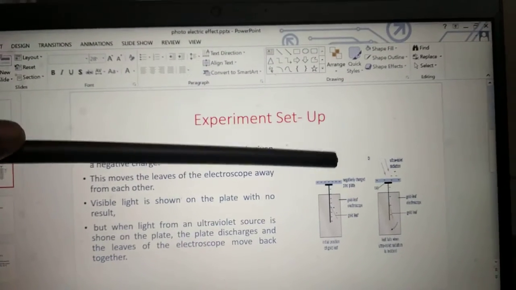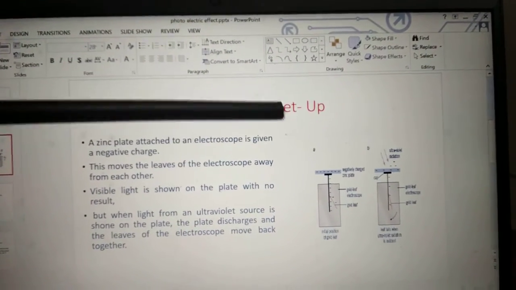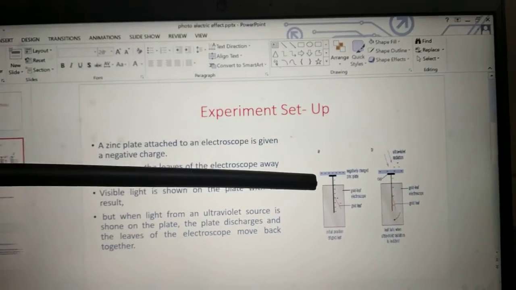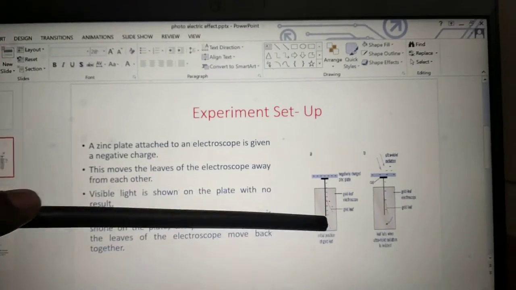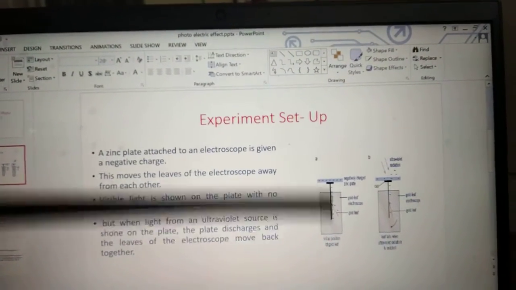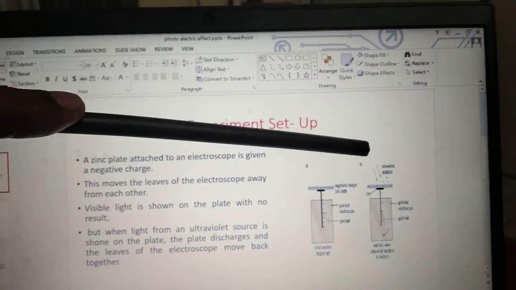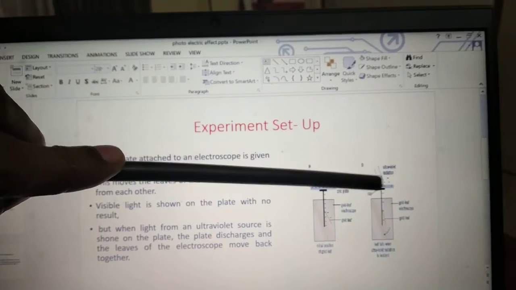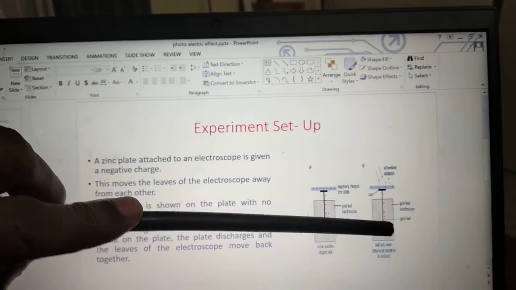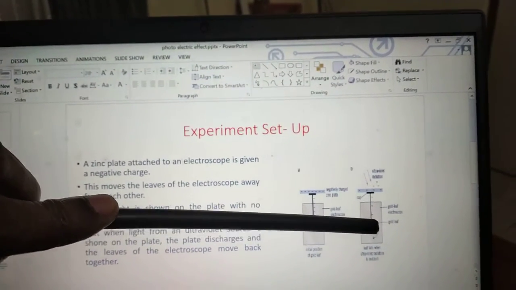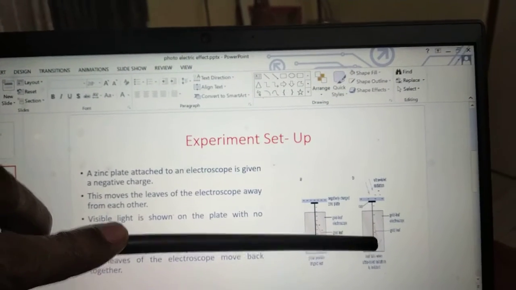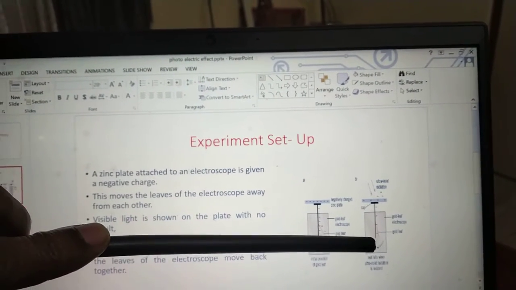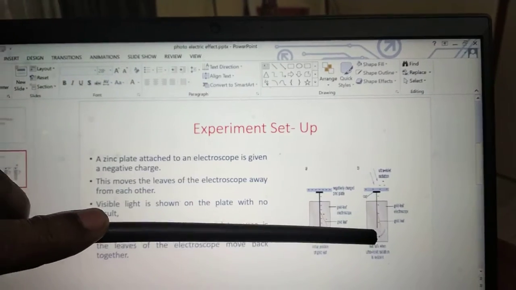Now, when I put a normal light, whatever may be the brightness, the light from a normal lamp, you'll find that nothing will happen. But when I put ultraviolet rays, which are of higher frequency and lower wavelength, you will find the electrons will get ejected. The electrons will be emitted, and you will find that the gold leaf will retract. So this is what we are going to demonstrate.